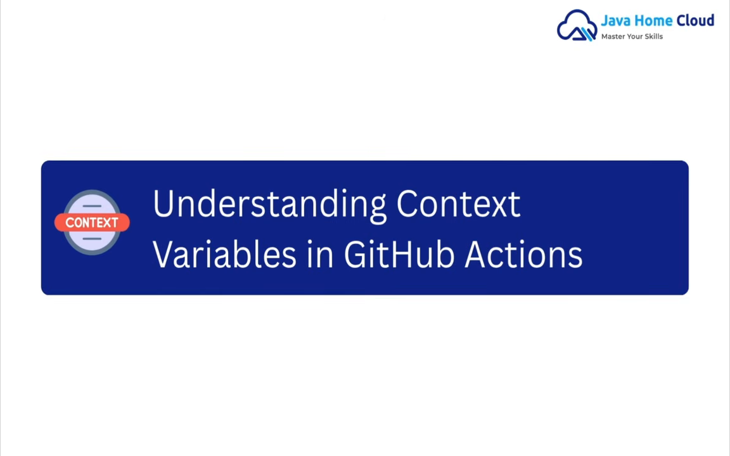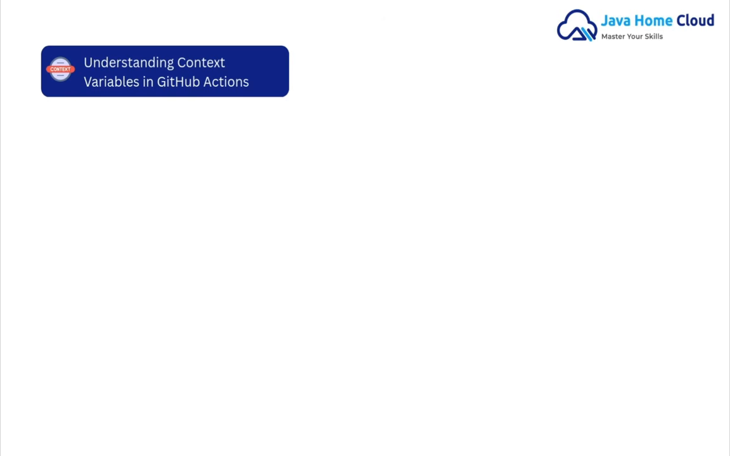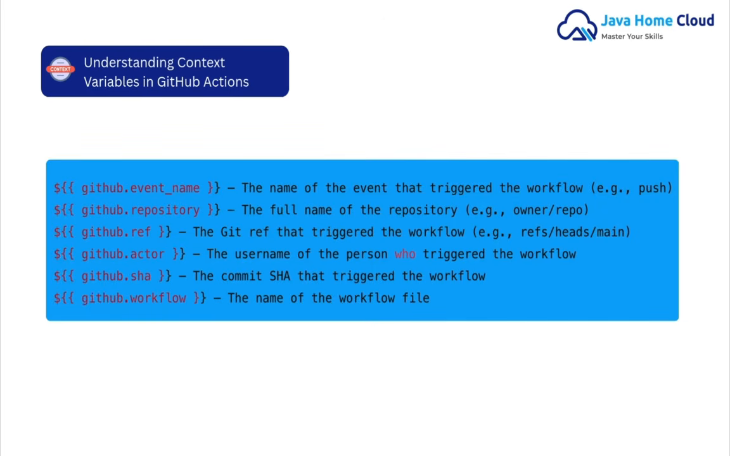We had been using context variables so far in several examples. In this video, let's particularly talk about context variables. In GitHub Actions, context variables provide access to useful information about the workflow run, the event that triggered it, the GitHub repository, and much more information.